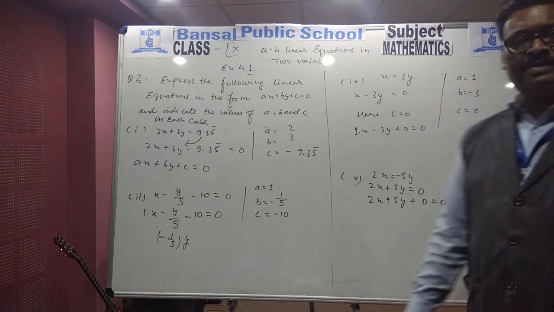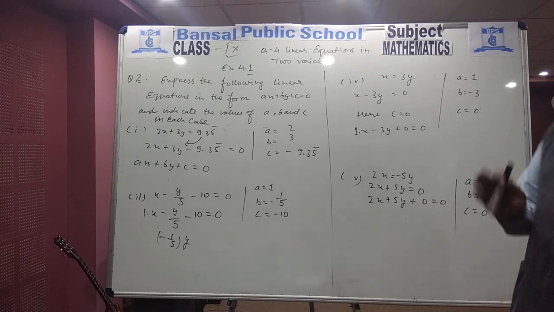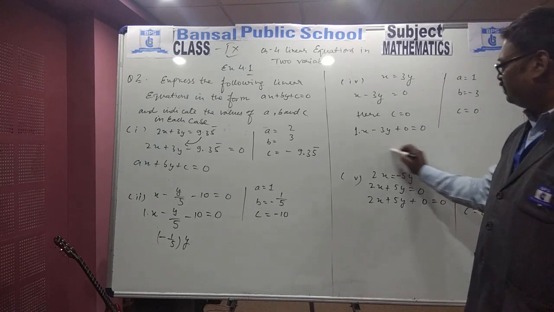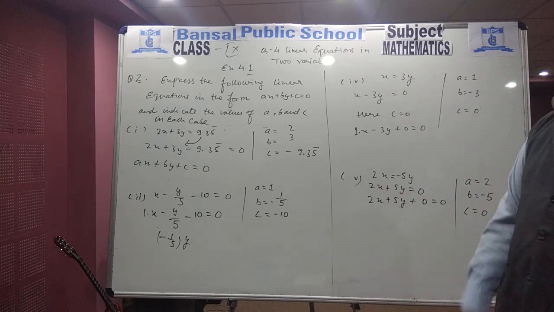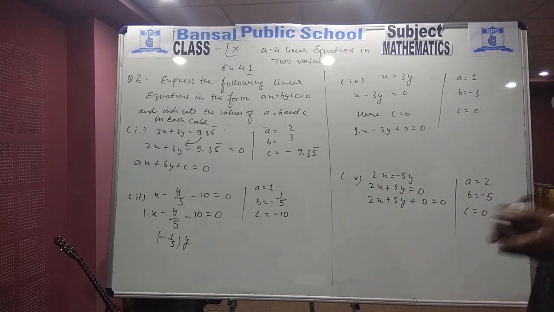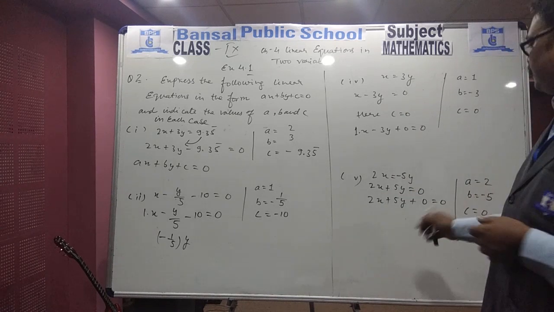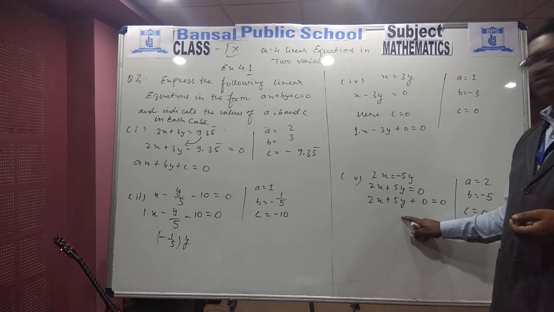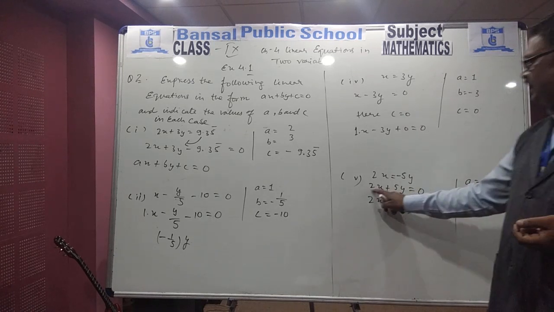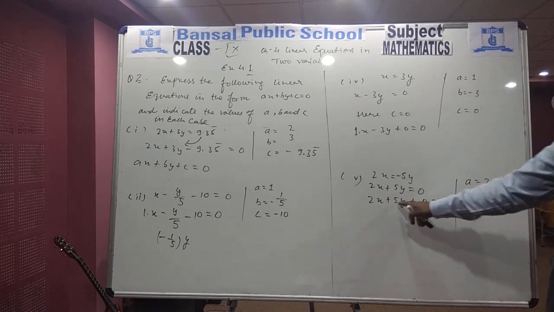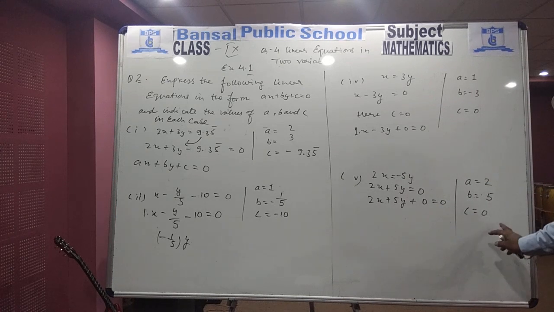Let us go for question number 5th part. 2x is equal to minus 5. Step number 1, transpose. I transpose minus 5 to the left hand side, it becomes 2x plus 5 equal to 0. Again I observe that c term is absent here. So in place of c I will put 0. So the equation becomes 2x plus 5y plus 0 is equal to 0. Let us compare now. a is equal to 2, b becomes 5 and c becomes 0.